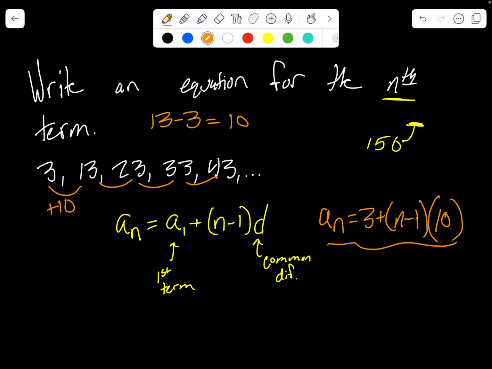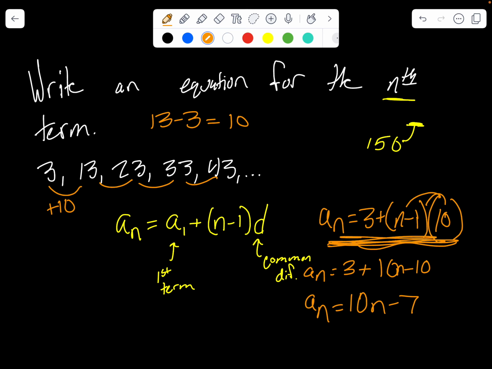Now, I would take your answer like this. We also talked about how you are able to distribute this 10. And then you could write your answer in what looks like slope-intercept form: 10n, negative 10 plus 3 is negative 7. So again, I would take your answer looking like this. That follows our formula. You also could distribute the 10 and write it in what looks like slope-intercept form for us.